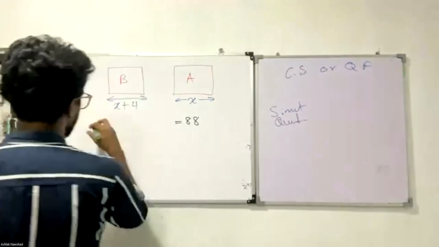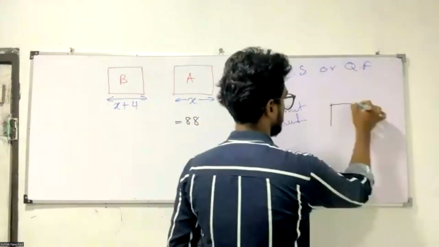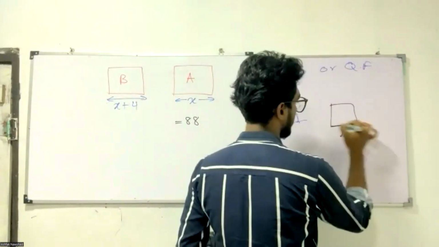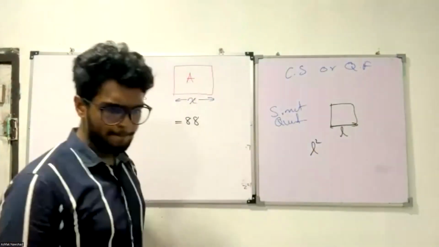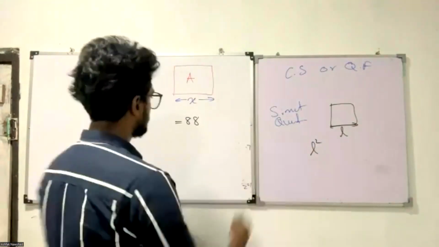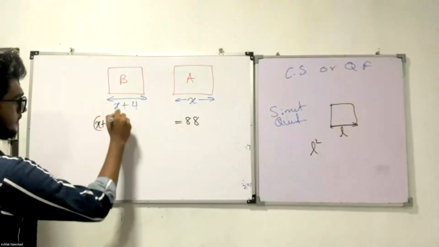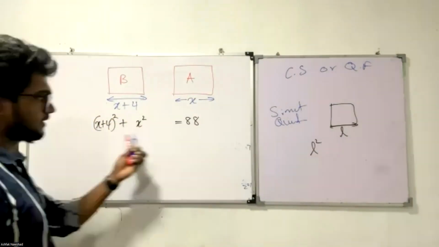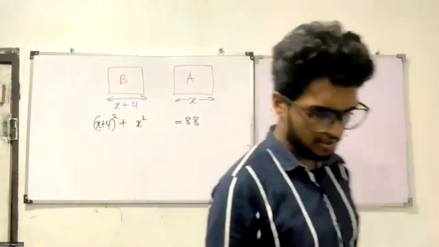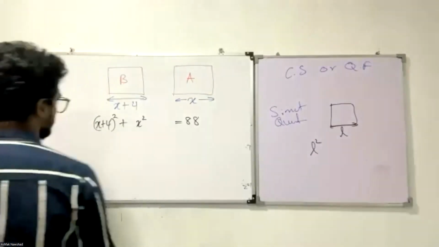So what's the area of B? How to find the area of a square? If the side length is L, what's the area? It's L squared. So the area of B is (x plus 4) squared, and the area of A is x squared. This is the sum of the areas, so we are going to add these areas together.